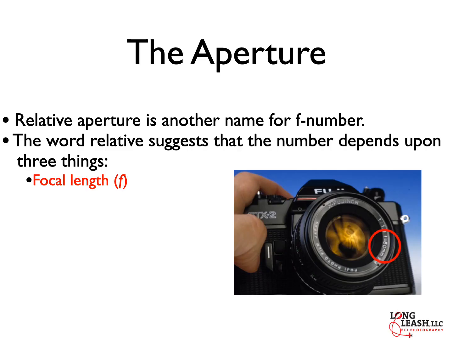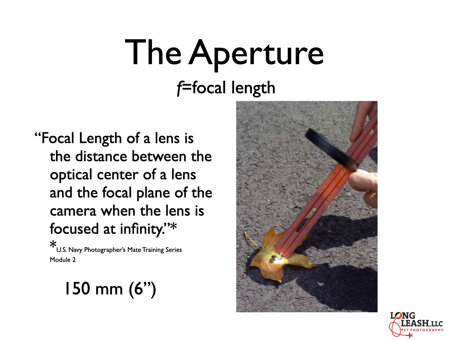Relative aperture is another name for an f number, and there are three variables. The first is focal length. You can determine the focal length by measuring the distance between the optical center of the lens and the focal plane of the camera when the lens is focused at infinity. So if we take a simple lens like this magnifying glass and focus the sun on a leaf to burn a hole, and then use a ruler to measure it, we'll see that from the optical center to the focal plane, and that would be your film or your sensor, it's 150 millimeters.